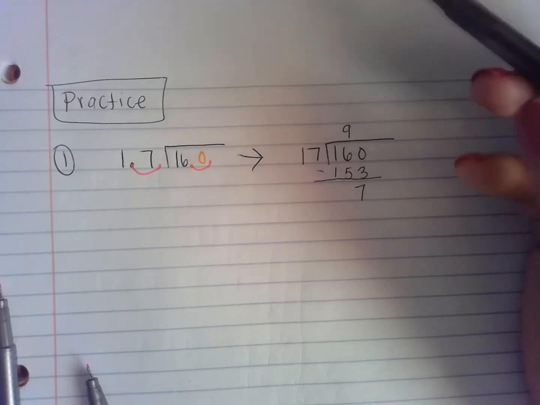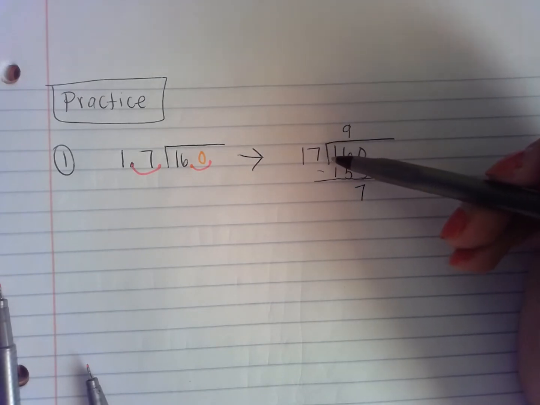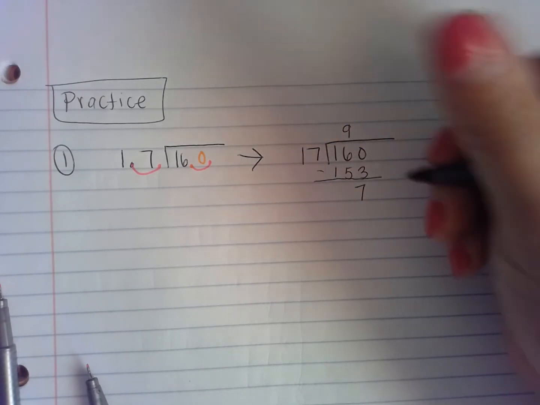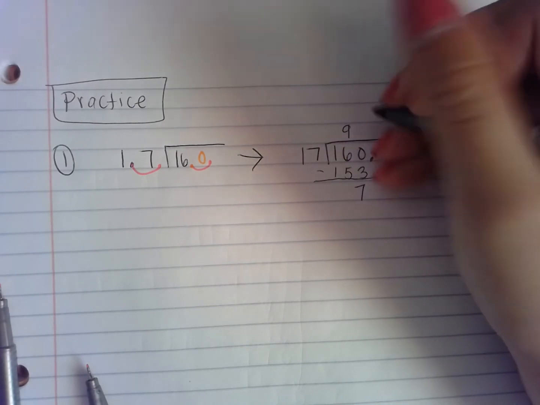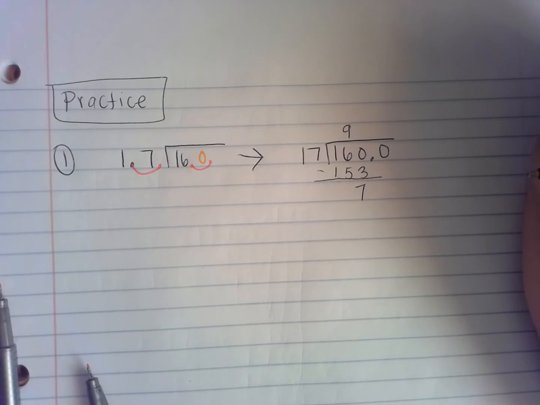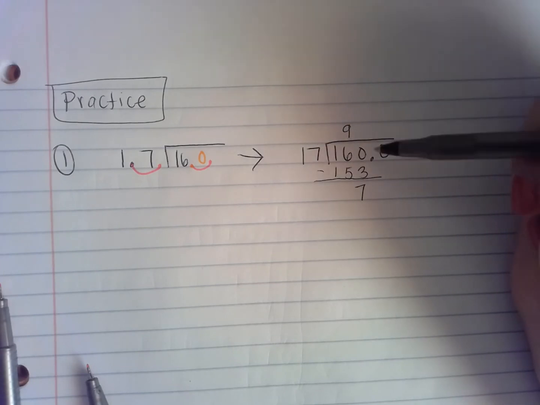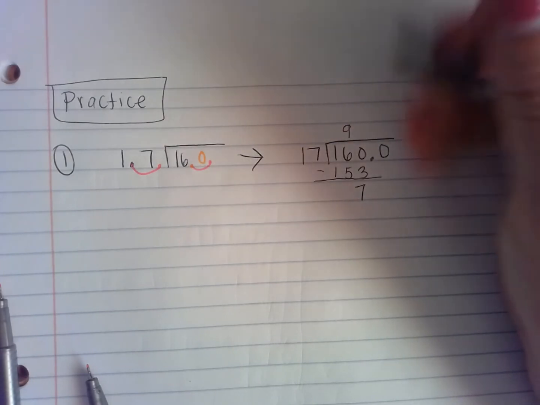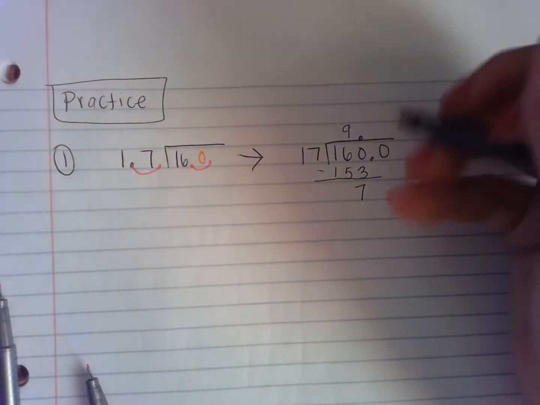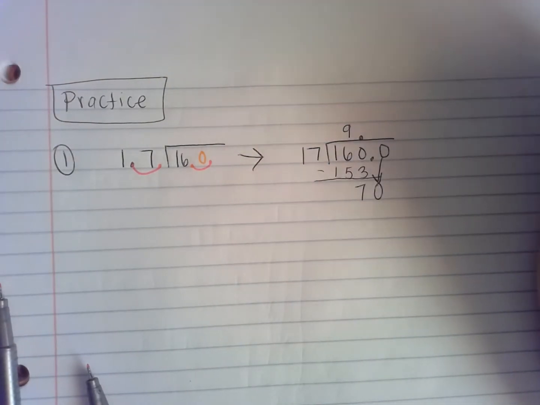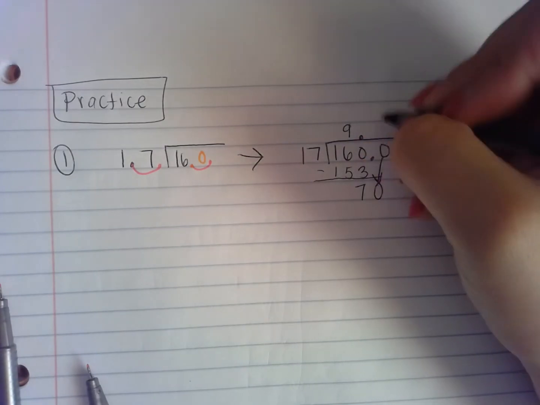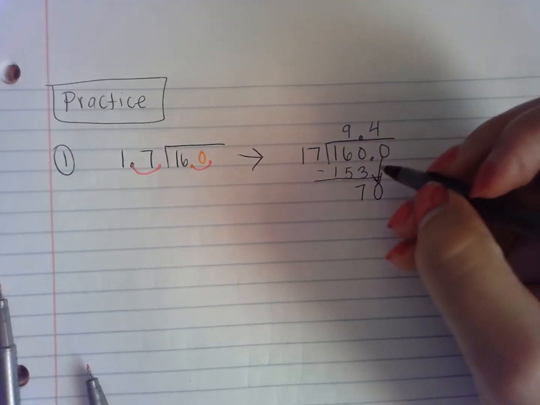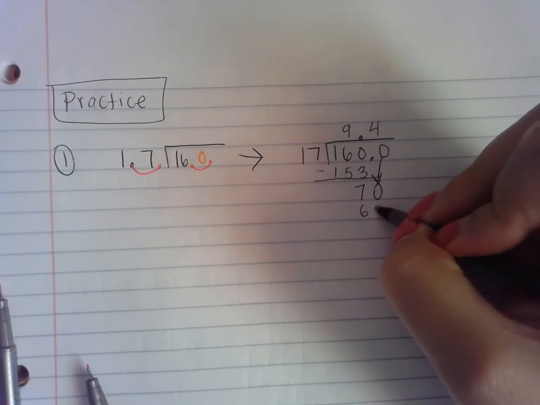So we're still stuck in a situation where, oh, 17 can't go into 7. So don't be afraid of putting your decimal point here and a 0. I forgot to put the decimal point once we put it here. So now we have our decimal point there. So now we have a 0. So now how many times does 17 go into 70? And that would be 4 times, because 17 times 4 is 68.